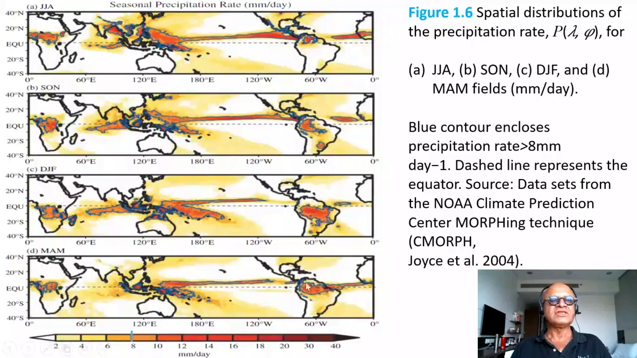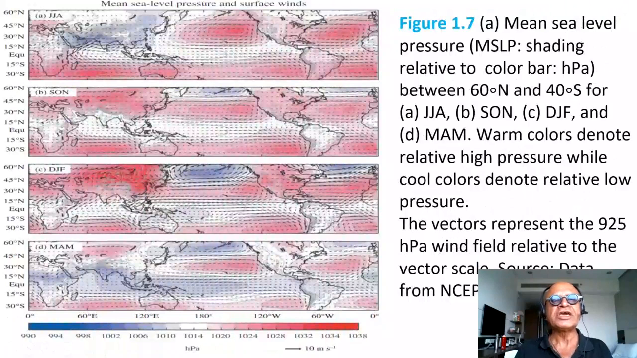So again, just stare at these and make sure you can connect the various features and seasonalities to the various dynamics. There is the Amazon, for example, which gets rain pretty much throughout the year as well. Looking at the winds, sorry this figure is a little bit crowded, but I didn't know how to split it. It's basically showing mean sea level pressure and winds for June, July, August, SON, DJF, and MAM.